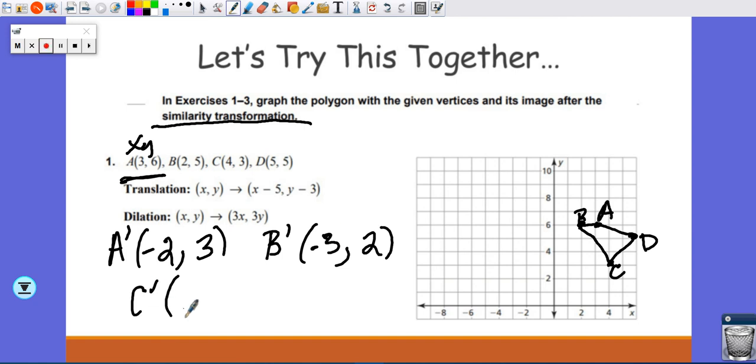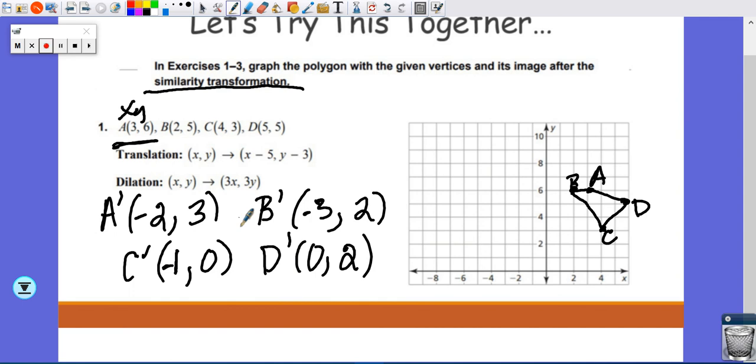And then to get C prime, 4 minus 5 is negative 1, and then 3 minus 3 is 0. And then for D prime, 5 minus 5 is 0, and 5 minus 3 is 2. Now you can go and graph that. I'm not going to graph the in-between one. I'm going to go to the last bit of the sequence, which is a dilation where the scale factor is 3, because both values of x and y are being multiplied by 3. So it's telling me to take each one of these coordinates and multiply it by 3.